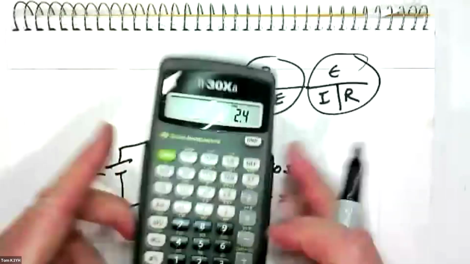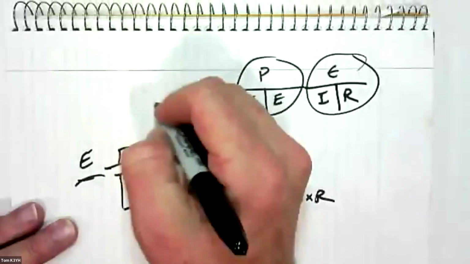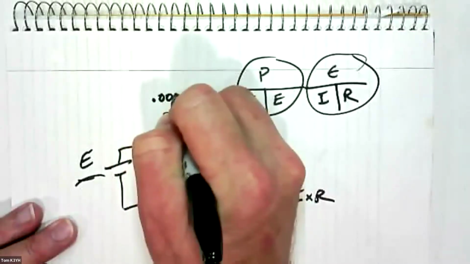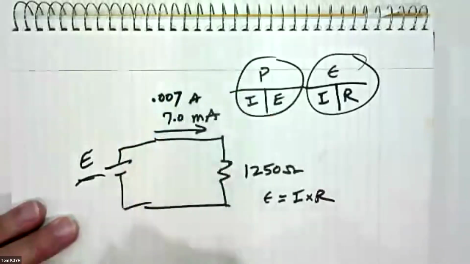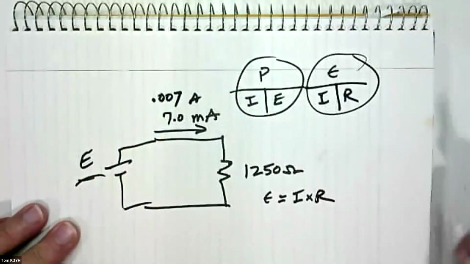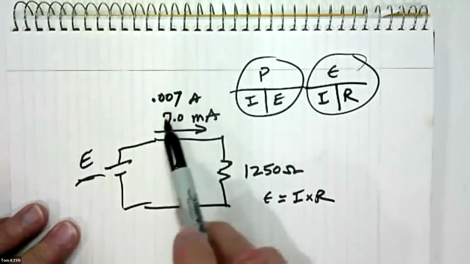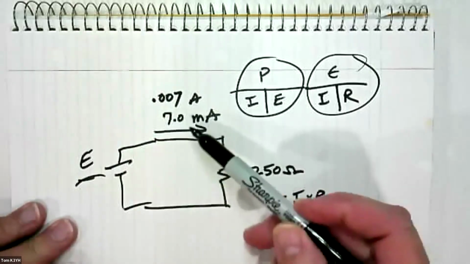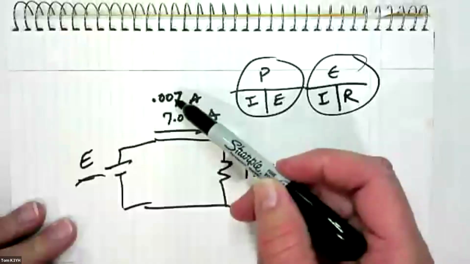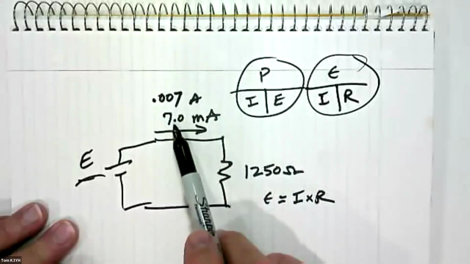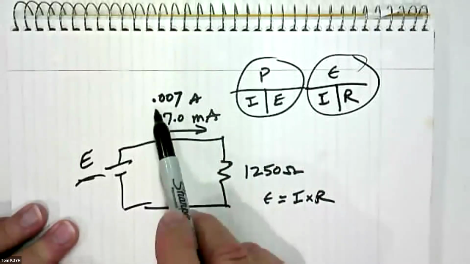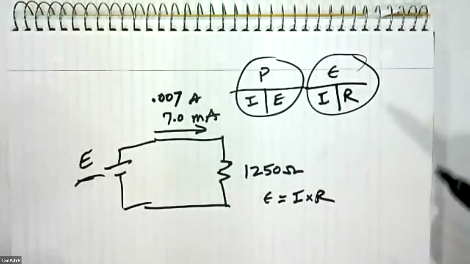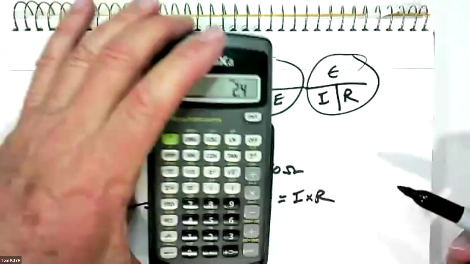Okay. And now, what's 7 milliamps? That's 0.007 amps. Okay, because that's the conversion. I have to move that decimal point 3 to the left if I'm going up. This is 7 thousandths of an amp. So that's the decimal representation. Okay, so I can do that calculation.